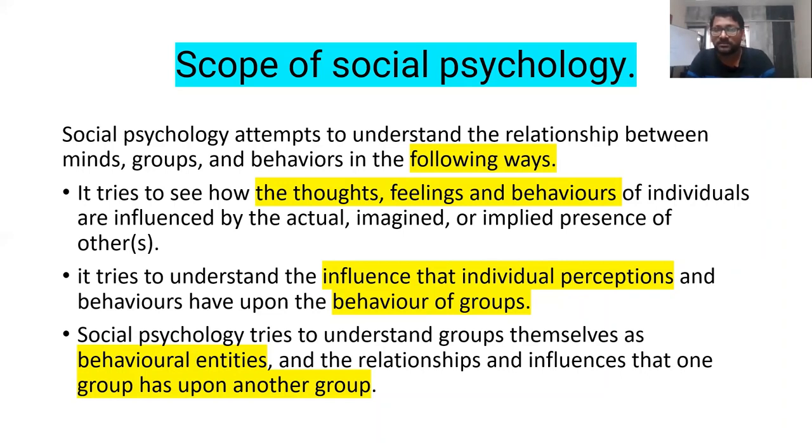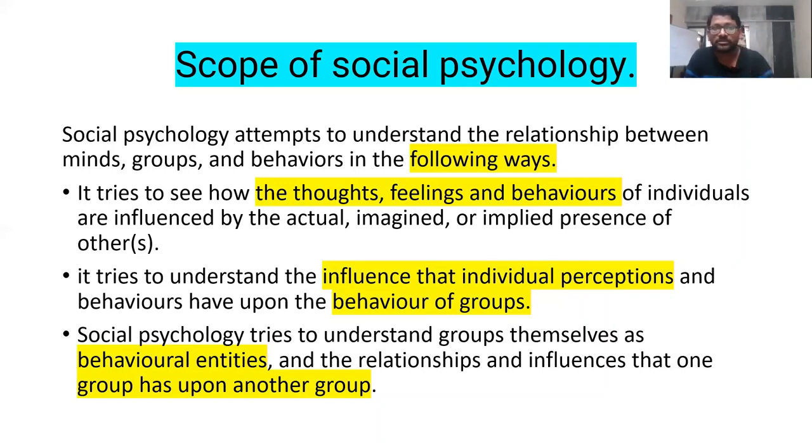And last but not least, thirdly and finally, social psychology tries to understand the behaviors of groups as an entity itself. So groups themselves as behavioral entities, for example, there is group A, group B, group C, group D, group E and so on. So these groups themselves act as behavioral entities, and in relationship to other groups, one group has an influence over another. So A has influence on B, B has influence on C, C has influence on A, A has influence on D, D has influence on B. So groups themselves act as behavioral entities, and then we can study the behavior of the groups as well.